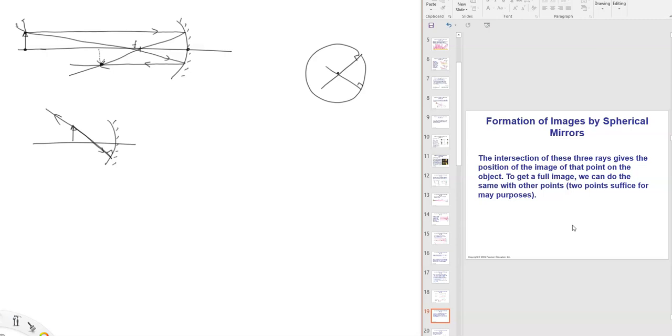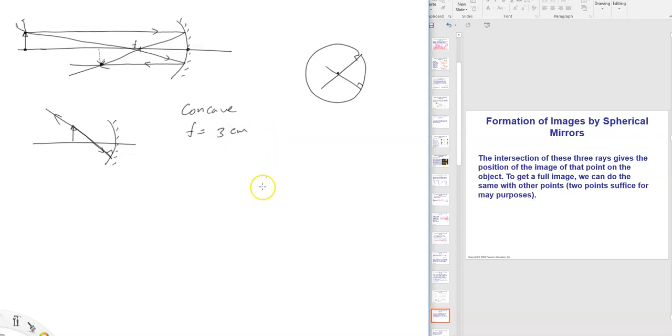Okay, so here's an exercise. I want you to try this. Let's say you have a concave mirror with F equals 3 centimeters. So you can draw a diagram and make sure to use rulers. Now, please bring rulers to the class. If you're coming in person, I can give you. Keep a ruler handy when you do the lecture, because we need to make these measurements.